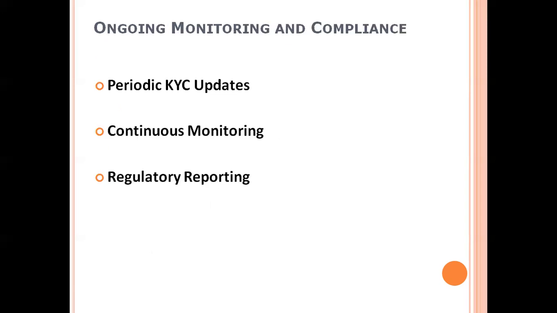Okay. Then the ongoing monitoring and compliance. It is basically periodic KYC updates, which are regular updates of KYC documents to ensure information remains accurate. Then continuous monitoring, regular monitoring of transactions for suspicious activities, again by using the anti-money laundering software, which is available in every bank or financial institution, or as a whole in the lender. The lender uses those AML software.